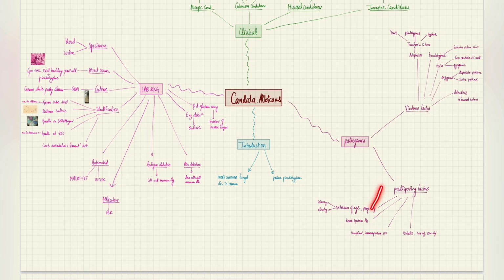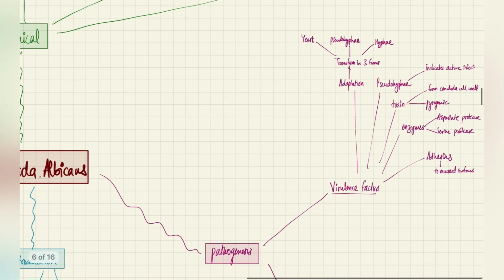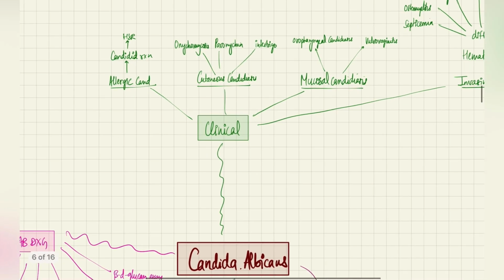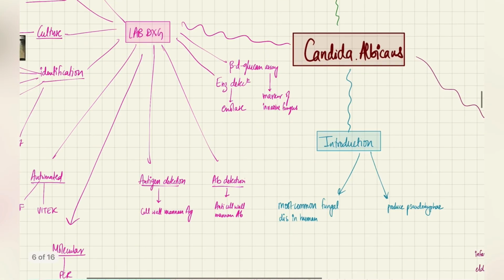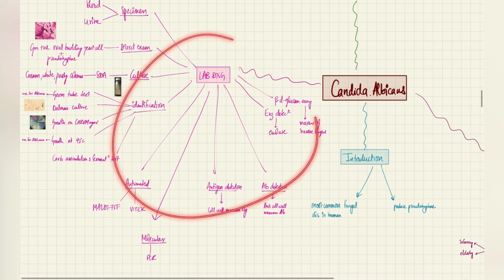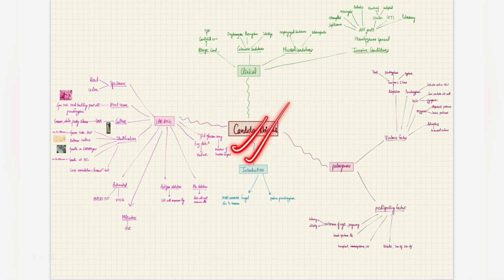For example, pregnancy, extremes of age, antibiotic use, transplant immunosuppression, HIV, diabetes. Virulence factors: we have adhesins, aspartate and serine proteases, pyrogenic toxins. Then there is phenotypic adaptation in three forms: hyphae, pseudohyphae, and yeast. Clinical manifestation in four forms: invasive candidiasis, mucosal candidiasis, cutaneous candidiasis, allergic candidiasis. And in lab diagnosis, we have the points discussed. So it is very easy, Candida albicans, but it is a very important question. You are sure to get this in your university examinations one time or the other, definitely.